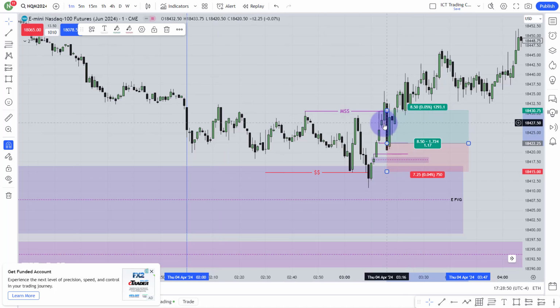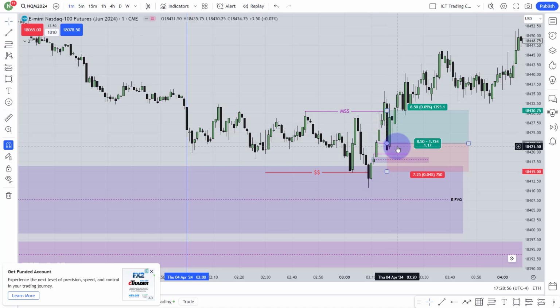If the market takes more than 3 candles to reach that entry fair value gap, don't push your button. If you don't push your button, trust me, in the longer term you will be profitable.